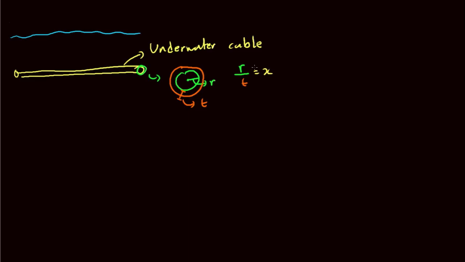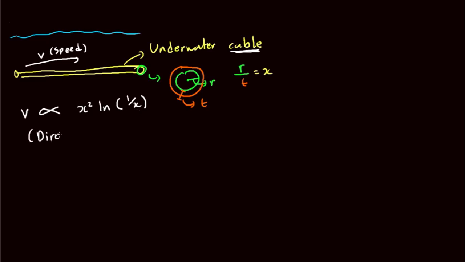And another thing we need to talk about is the speed at which the transmission is transmitted across the underwater cable. This speed is proportional to x squared ln 1 over x. It's directly proportional, by the way.